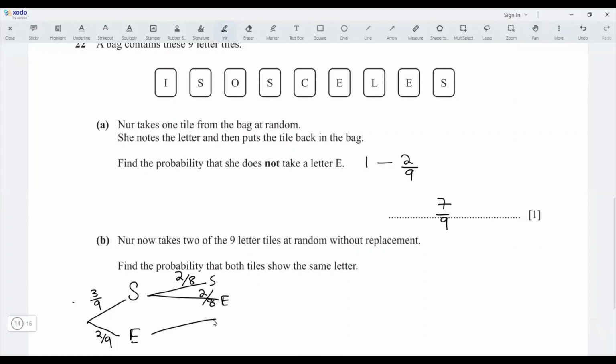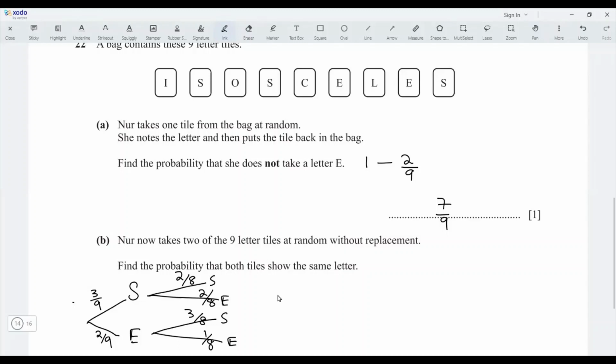Similarly, if E is chosen, is there any impact on S? It is having no impact on S. It will be 3 and the total is 8. Similarly, when E is chosen, 1 will be less and the total will be 8.